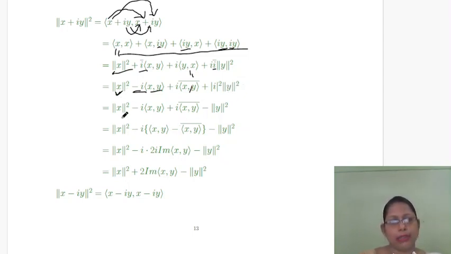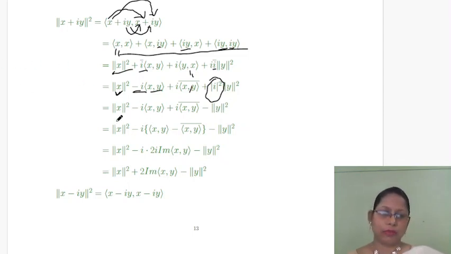Then this is norm of x square minus I inner product of x comma y plus I conjugate of inner product of x comma y minus the value of this one. The modulus of I square is minus... that is minus 1, that is minus norm of y square.